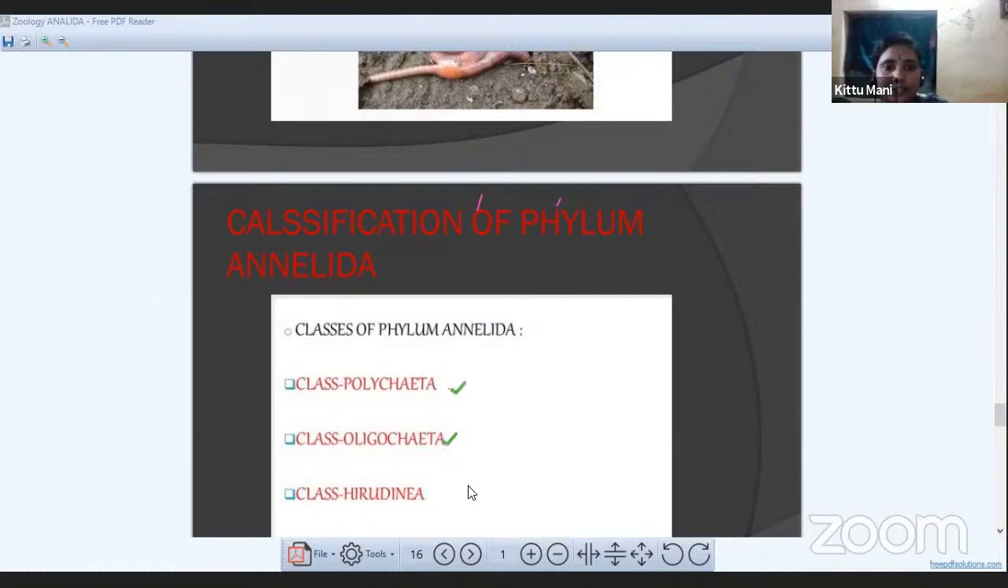Polychaeta, Oligochaeta, Hirudinea. What is that? These terms are new for your knowledge, so I can repeat again. Polychaeta, Oligochaeta and Hirudinea. Those are the classes which are present in the phylum Annelida. Next we will enter into each class.